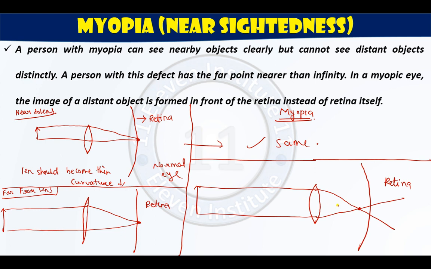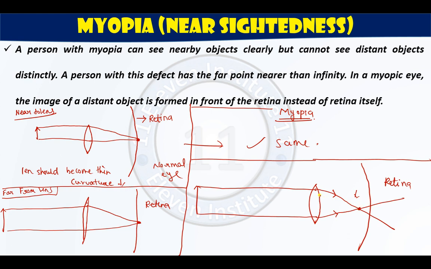which we do not get the image on retina, but we get an image in front of retina. I hope this is clear to you. These refracted rays, this is refracted ray number 1, refracted ray number 2, they should meet on retina, but they meet before retina.